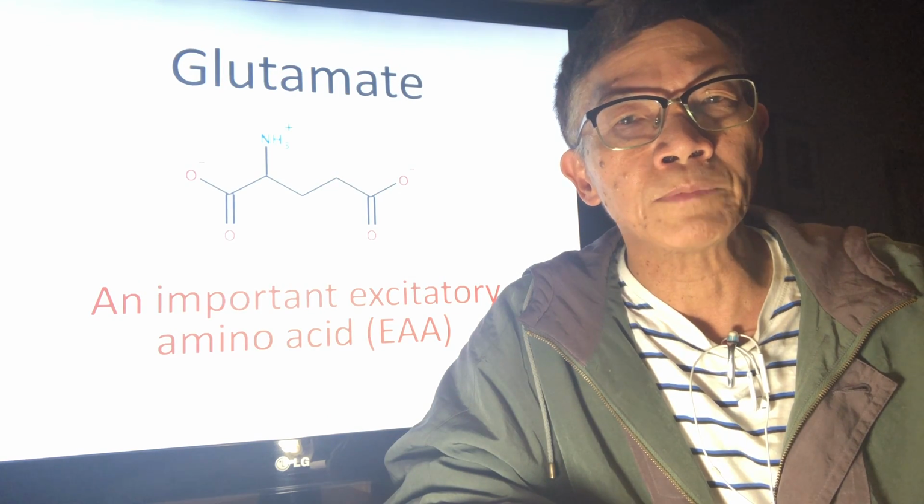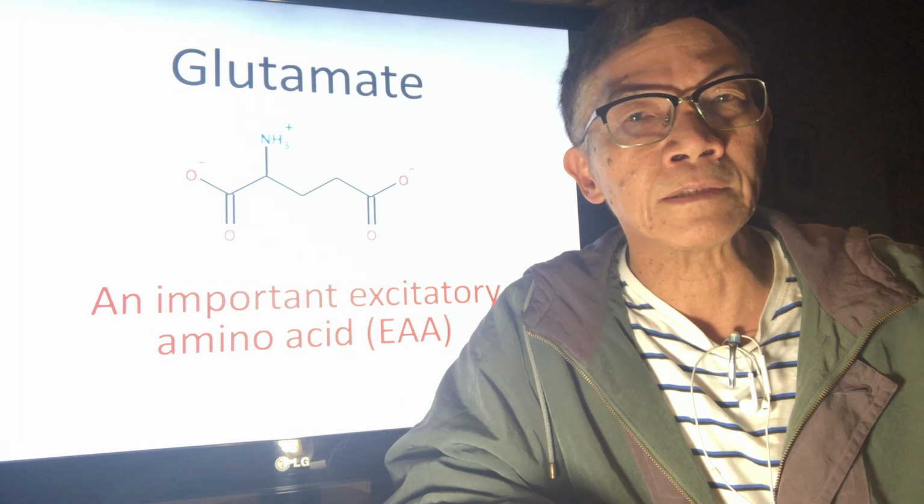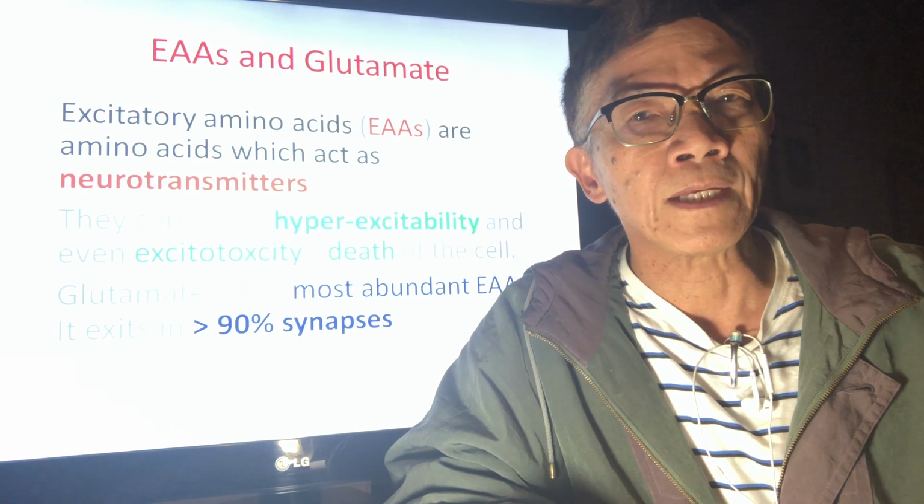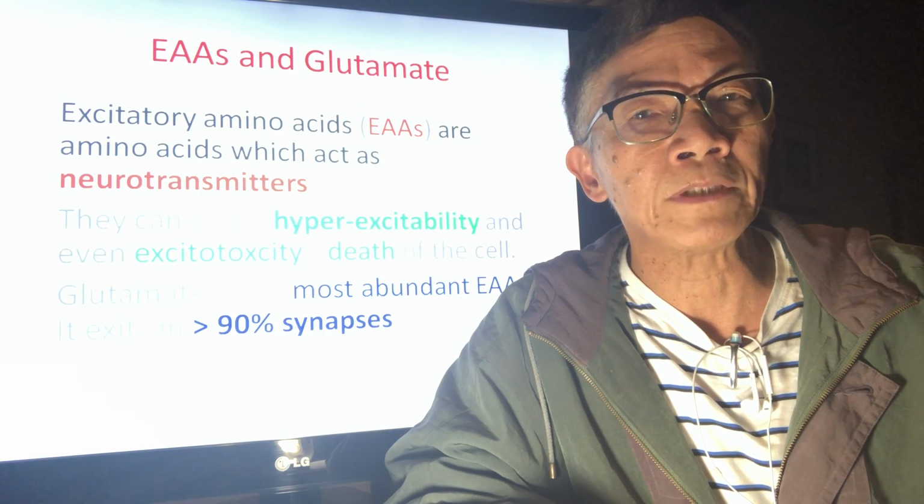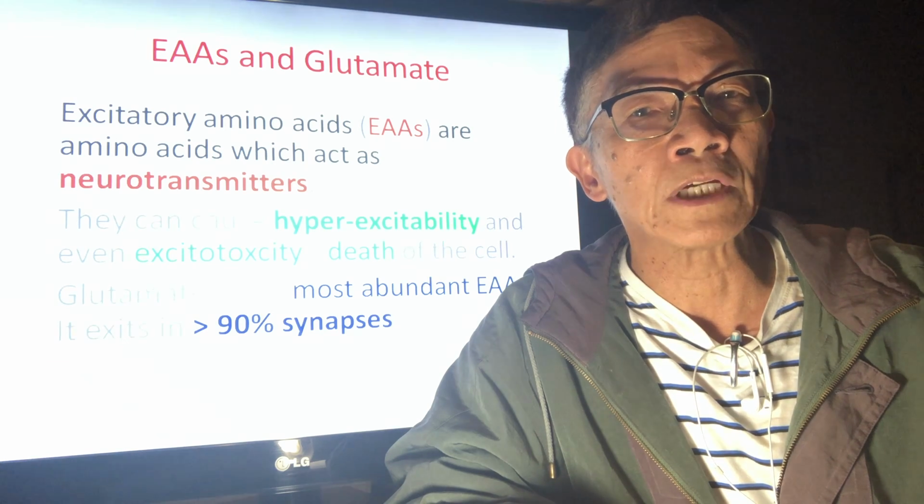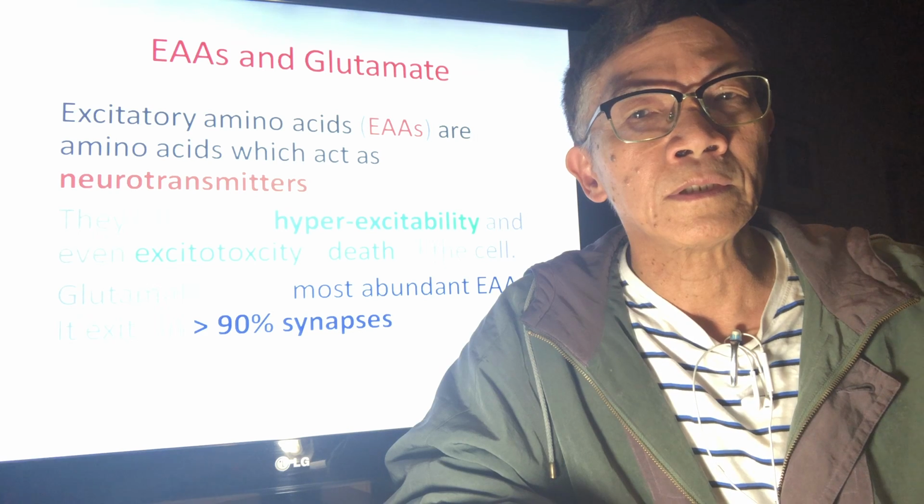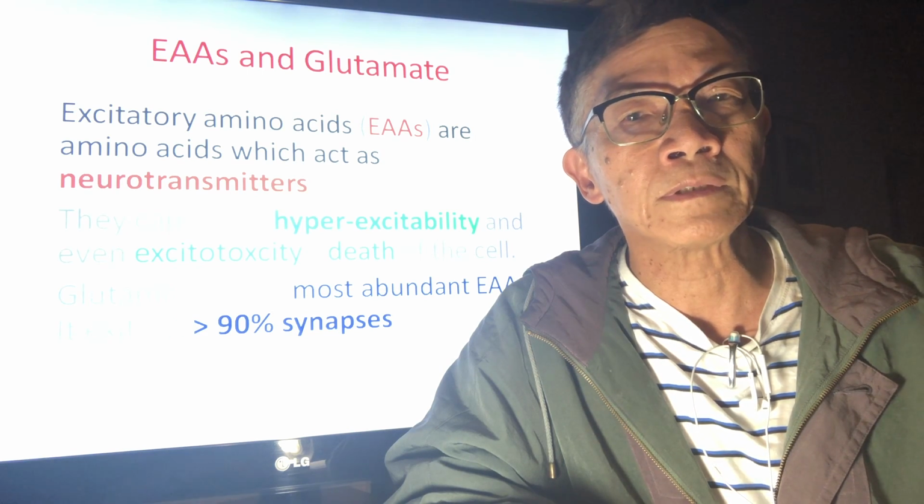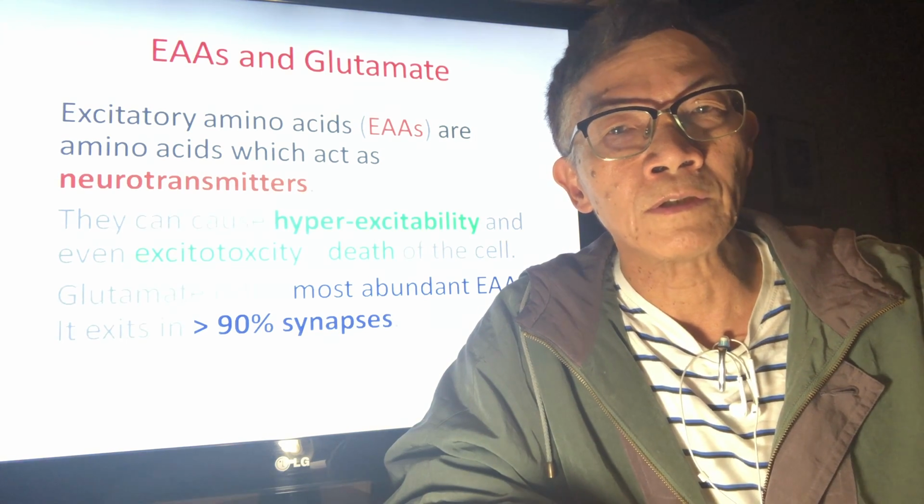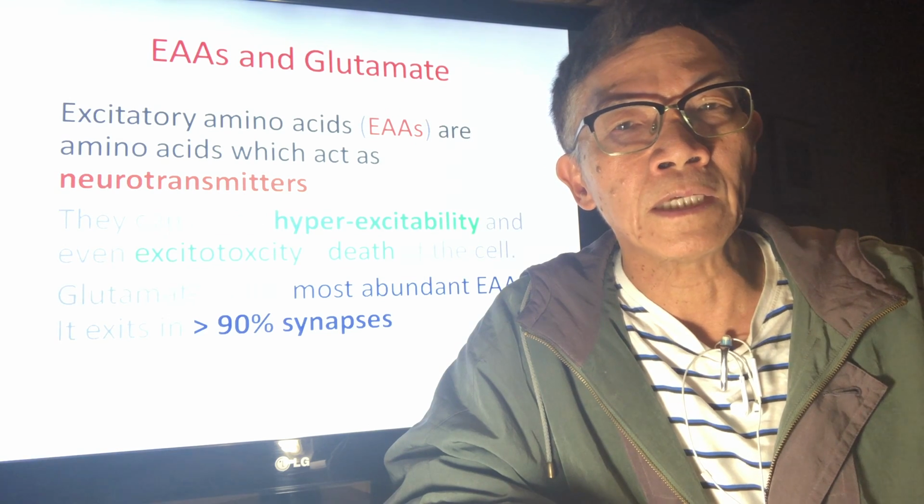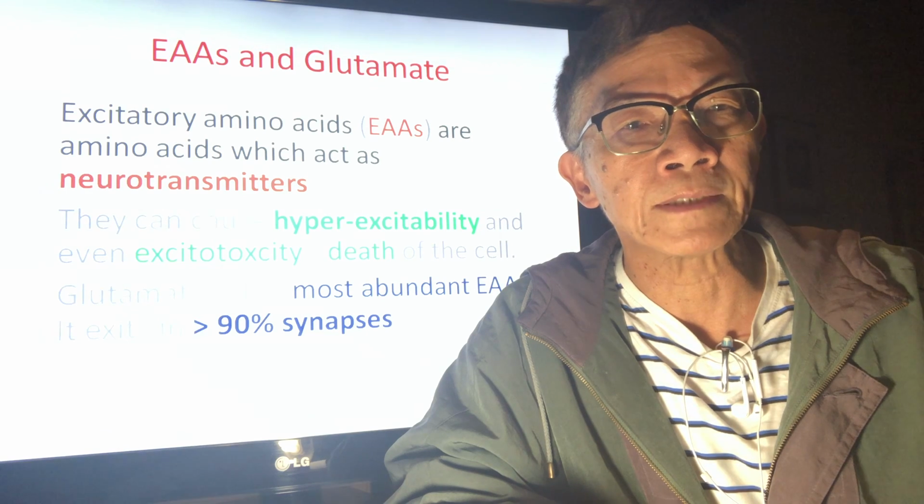Glutamate is also an important excitatory amino acid. Excitatory amino acids are amino acids which act as neurotransmitters. They can cause hyperexcitation and even death of the cells. Glutamate is the most abundant EAA and it exists in greater than 90% of synapses.